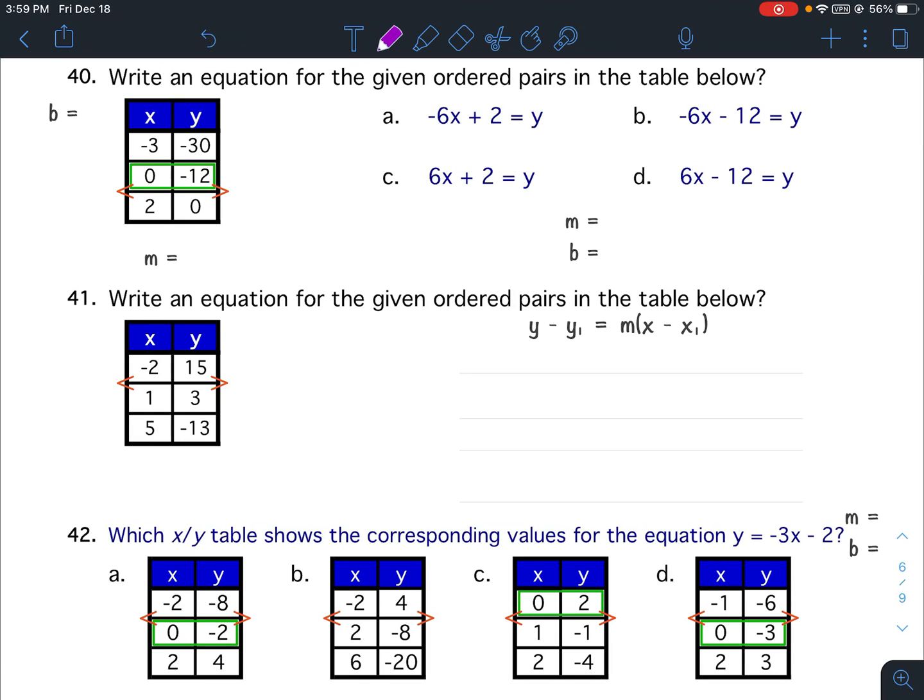Scientific Notation and Linear Equations, Lessons 4 through 7 review. Questions 40 through 42. I'm going to start with number 40. Write an equation for the given ordered pairs in the table below.